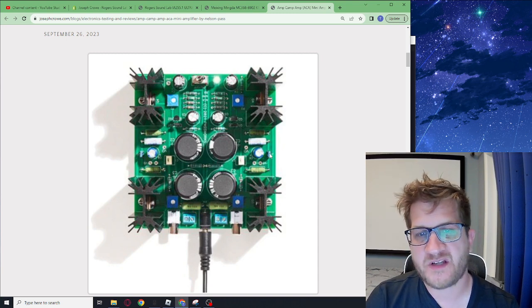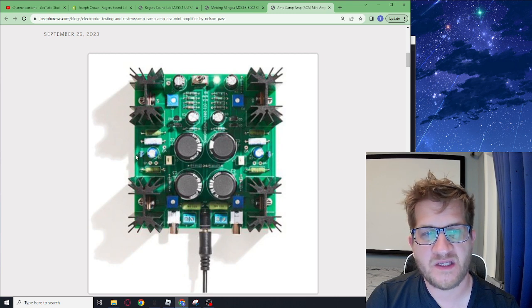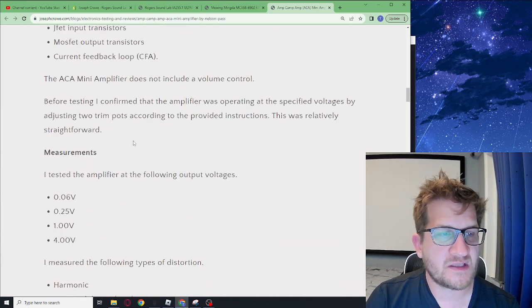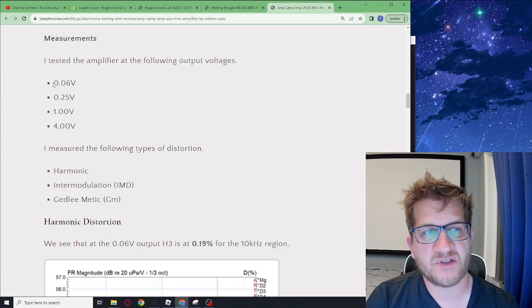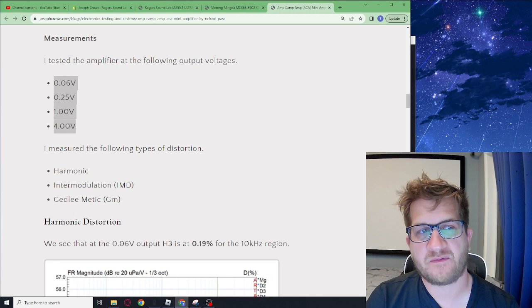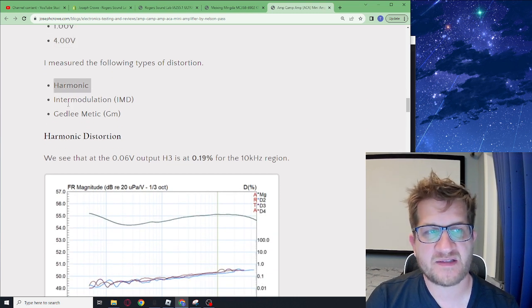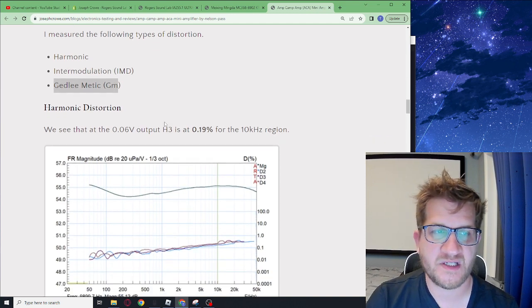There are also little jumpers that you can pull out, which defeats the negative feedback. I'm also going to be looking at the effects of that in terms of distortion. The test voltages that I used were 4 different voltages, ranging from 0.06 volt up to 4 volt. And like I mentioned, we're testing harmonic, intermodulation distortion, and then the Gedley metric, or GM.